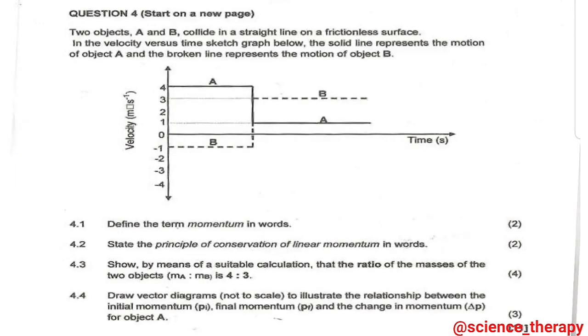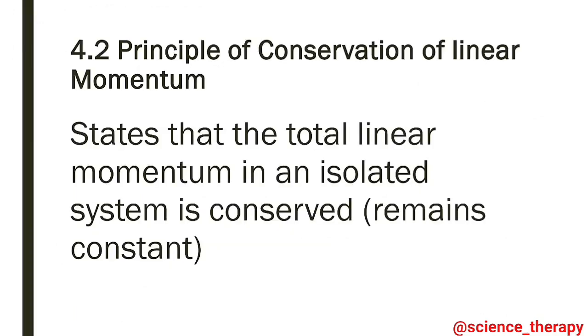Right. Now we have 4.2. It says state the principle of conservation of linear momentum in words. Again, the principle of conservation of linear momentum states that the total linear momentum in an isolated system is conserved or remains constant. Nice.